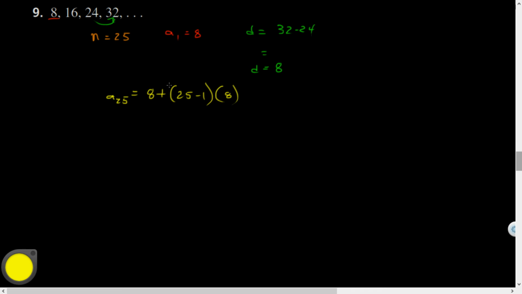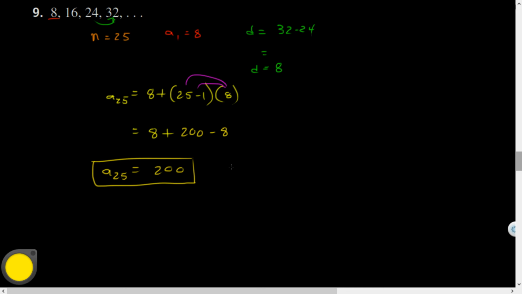In this case, we happen to have a starting value of 8, and it was being added by 8, so that's why those 2 8s are showing up. So let's see, that is the same as 8 plus, and I think I might use distribution here, just to show you that you can. 8 times 25, well, 4 times 25 is 100, so 8 times 25 must be 200, and 8 times negative 1 is minus 8. Oh, actually, look at this. 8 minus 8, those cancel out. This is just 200. So a sub 25 is equal to 200.